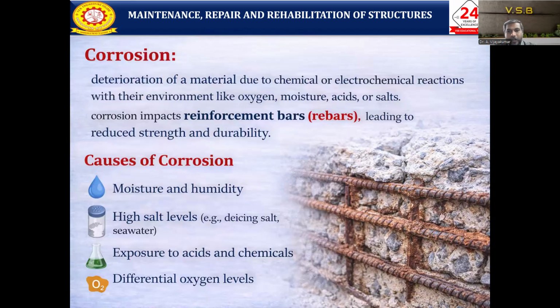Next will be corrosion. We are all familiar with corrosion, how it happens and what causes it. It is mainly a chemical or electrochemical reaction with the environment, through contact with oxygen, moisture, acid or salt. Okay, now what will happen? Finally, the original reinforcement bars, the rebars, will be affected, leading to reduced strength and durability.